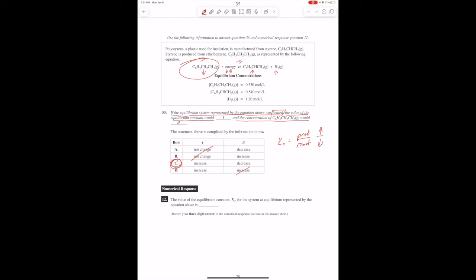Okay, the value of the equilibrium constant is, okay, so Kc equals products over reactants. Okay, so, yikes, look what I have to do on this. I have to write my expression and then plug my numbers in. Okay, so Kc equals, actually, let's do it this way. This will be easier.